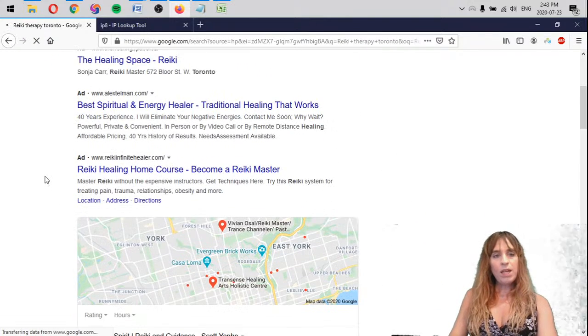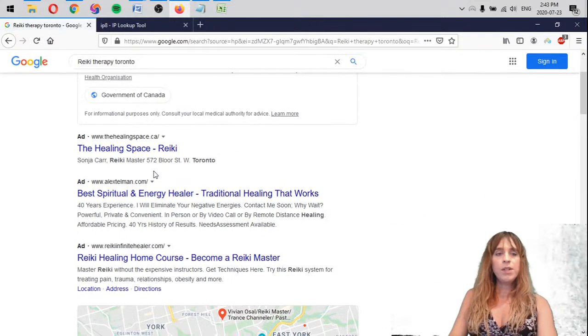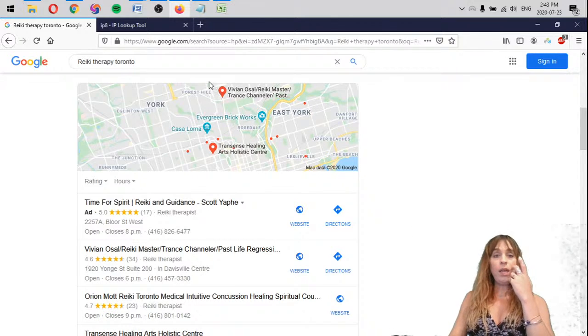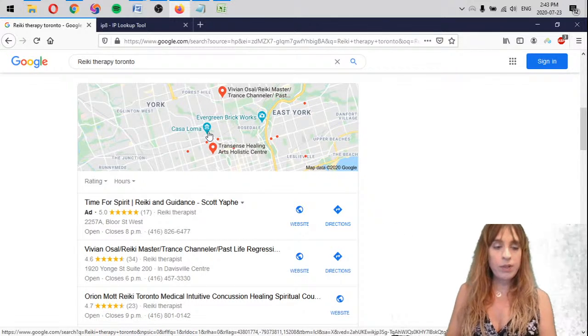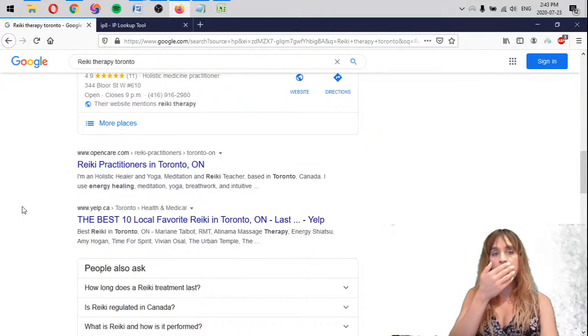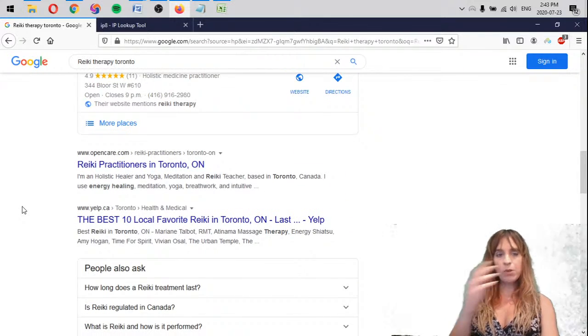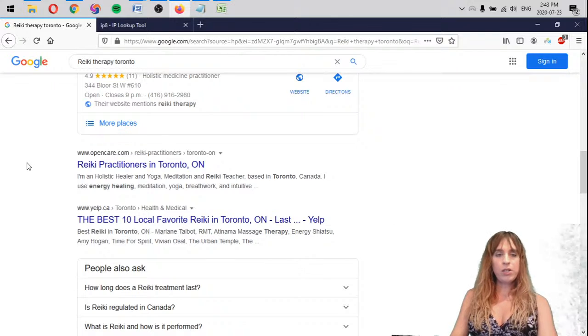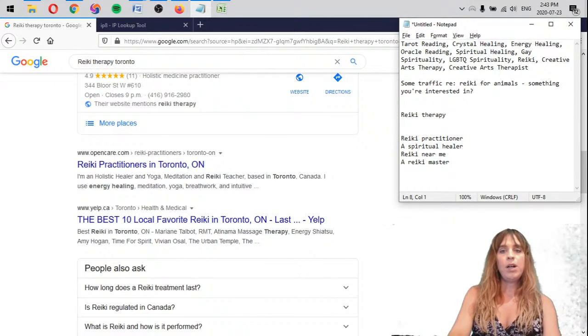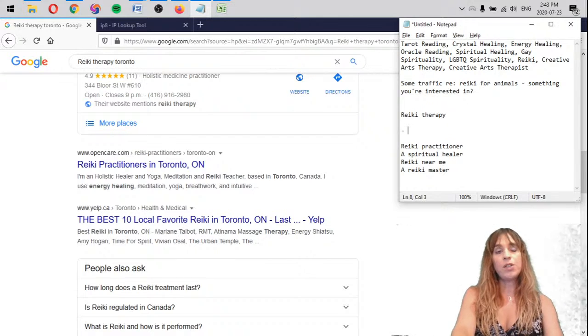Okay, and now I'm going to skip right over the ads because for our purposes here, they're not relevant. For our purposes here, right now, the map pack is also not relevant. We'll talk about that maybe another time. But for now, not relevant. So what we're doing is we're looking for Reiki practitioners. And we're going to make a list of the results that show up first.